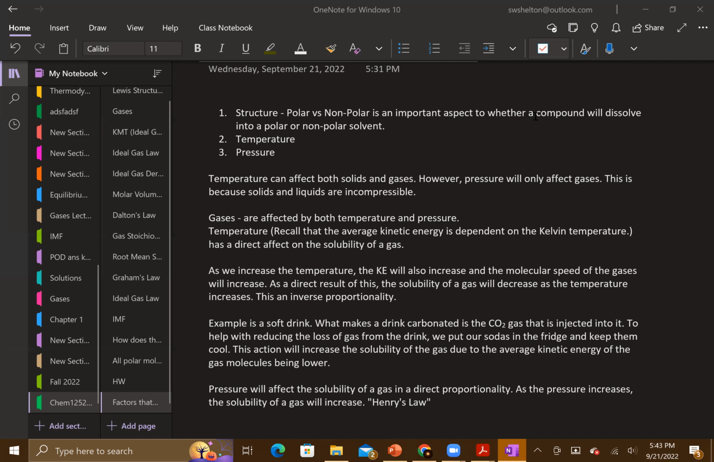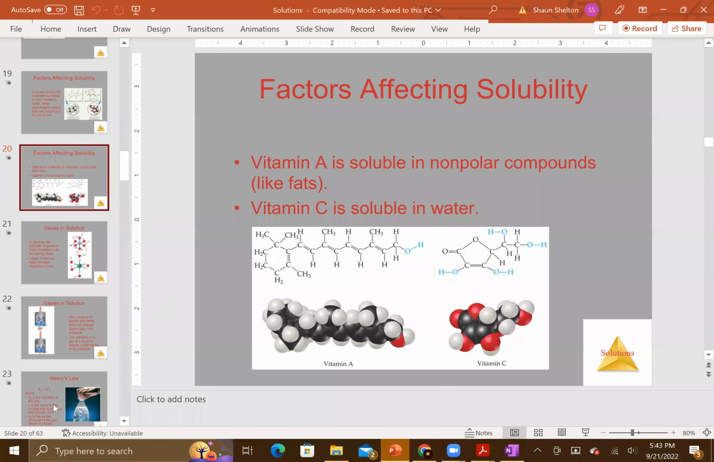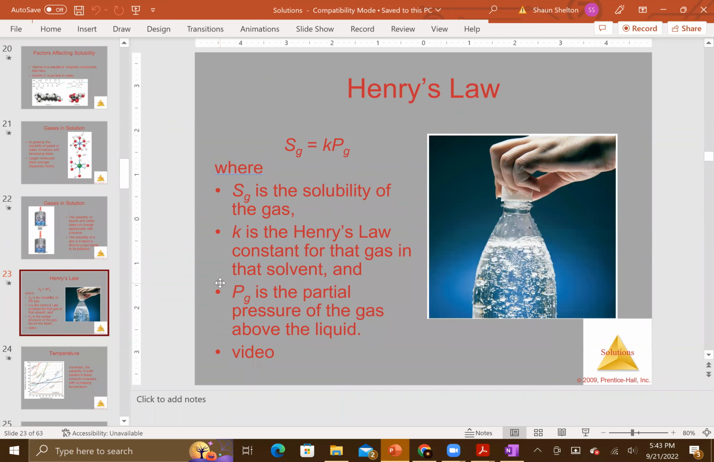No problem. All right, so I'm going to go back to Henry's law. So go ahead and take a second here and write down the equation for Henry's law, and then I'll talk about it just a little bit more.